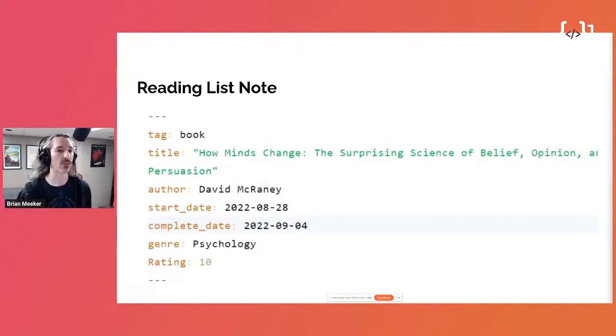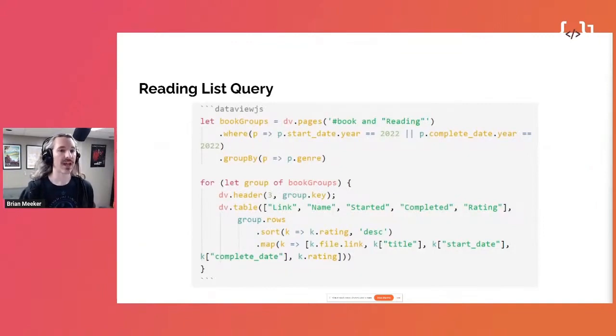And this is the front matter on one of the notes. This is just plain YAML. We got some tags, title, author, various pieces of metadata. And we query that through Dataview.js like this.